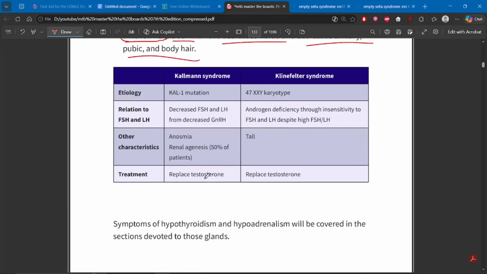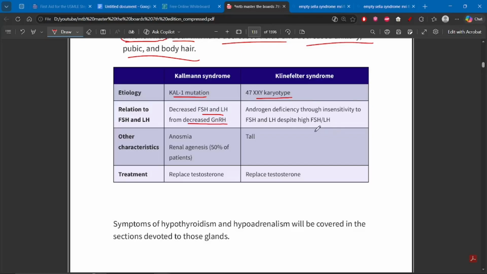Okay, so they are comparing two syndromes here. Kallmann syndrome, which is related to the KAL1 mutation, and Klinefelter, which is not related to any mutation. It's just a trisomy, so it depends on the XXY karyotype. Relation to FSH and LH: in Kallmann syndrome, both of them are decreased because there is decreased GnRH.